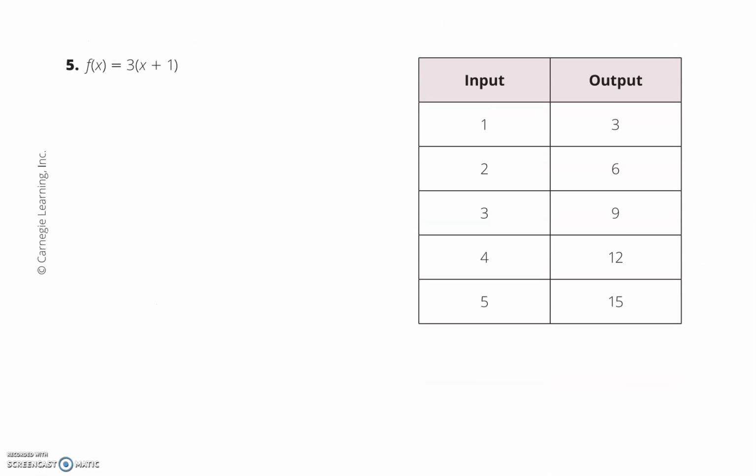Number 5, we have an equation and an input and output table. So this input and output table that we've been given is just like what I created in our last problem. So our input is going to be the x values, and our output will be the y values. So let's just test them to make sure that we get the output. This is not fully simplified. I'm going to go ahead and fully simplify it because it will be easier with the input and output values. So if I fully simplify it, I have 3x plus 3.